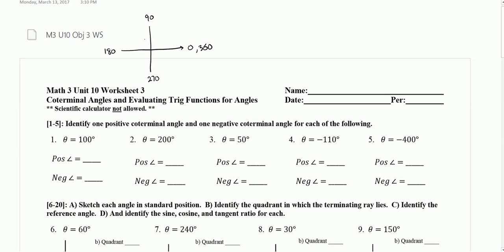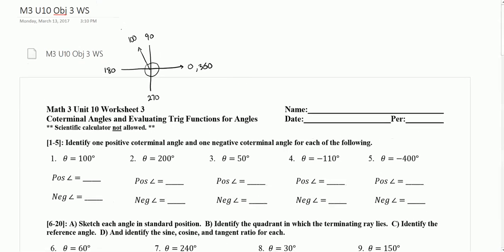100 degrees is going to be pointed a little past 90. But if we go around, picture that as a spinner. If we go around a full circle and point at 100 again, that's going to be coterminal. And a full circle has 360 degrees, so if I start at 100 and add 360 to that, I'm still pointed in the same direction, and that gives me 460. So that's another positive coterminal angle with 100 degrees.